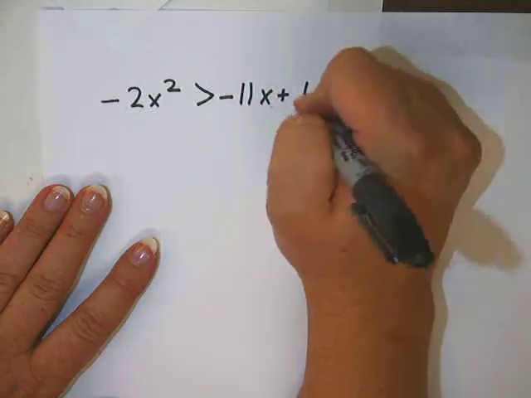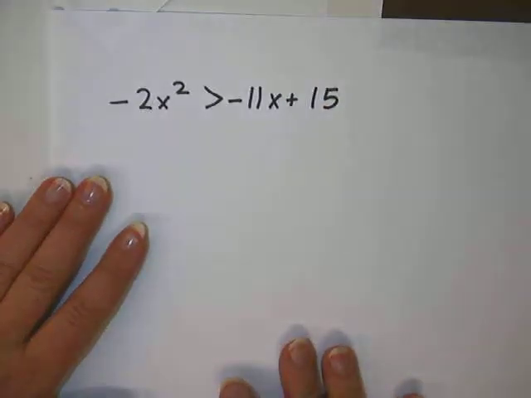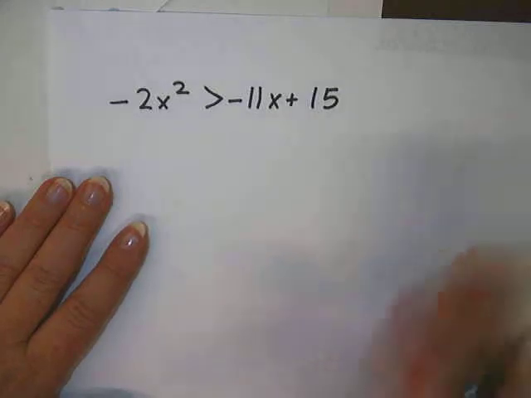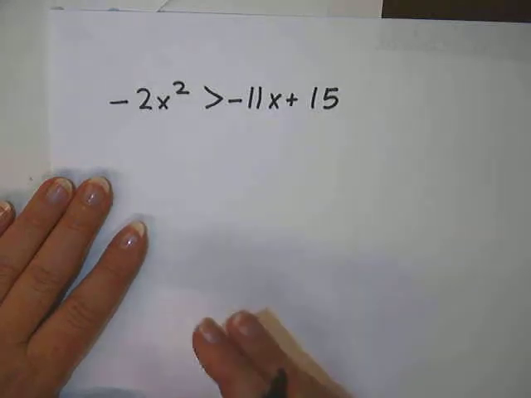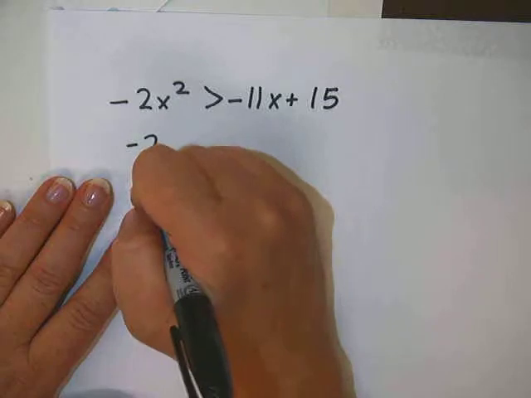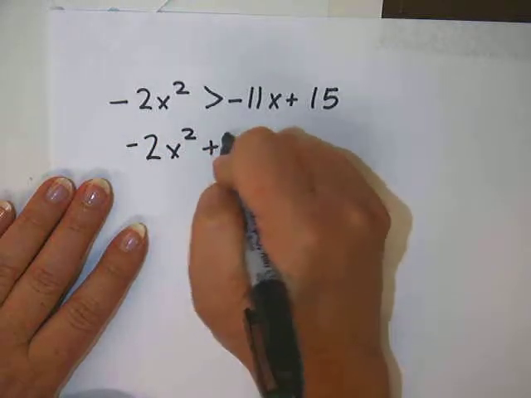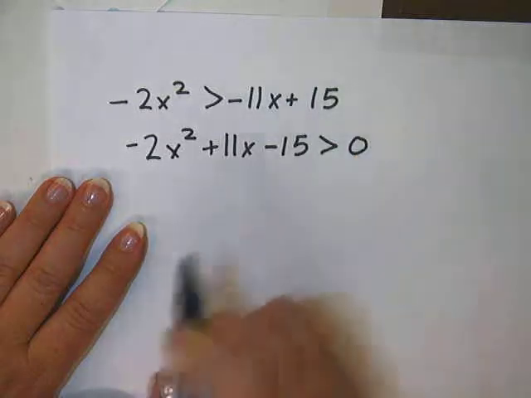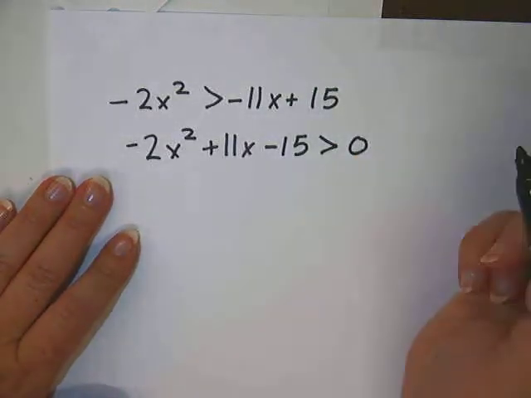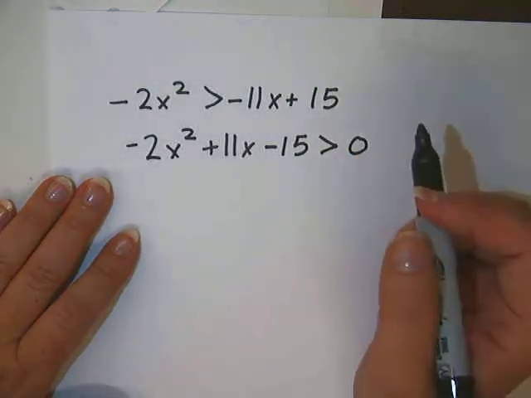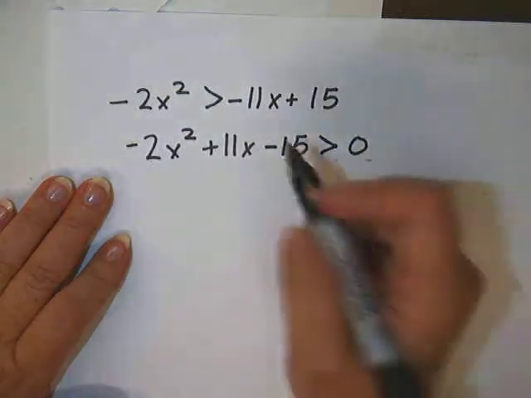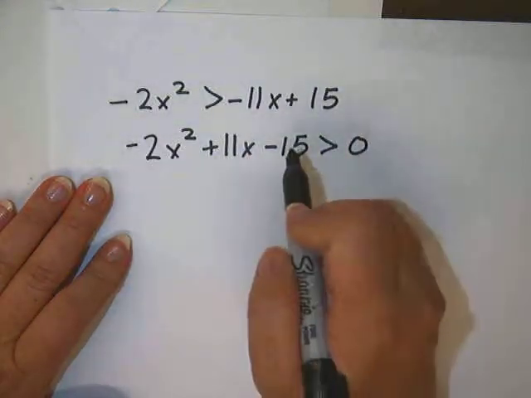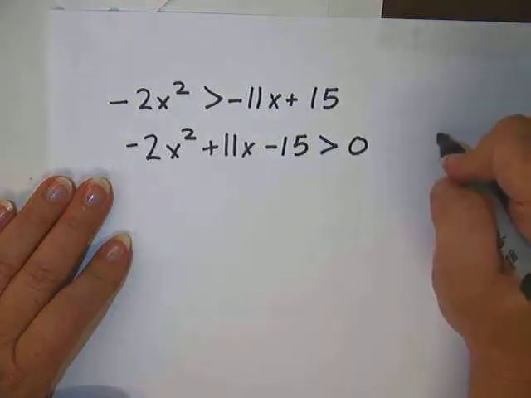Let's do another example. Negative 2x squared is greater than negative 11x plus 15. First of all, we want 0 on the right side, so let's move everything over so we have 0 on the right. So negative 2x squared plus 11x minus 15 is greater than 0.